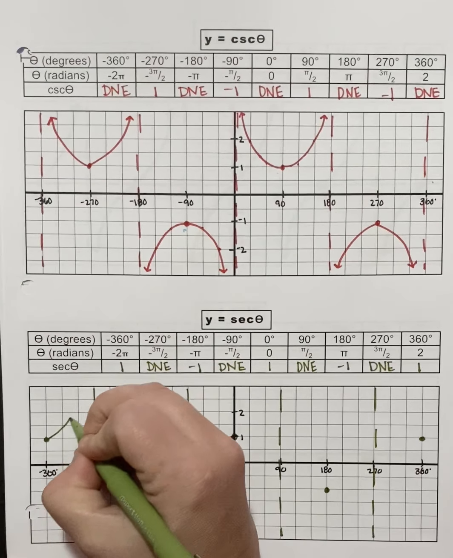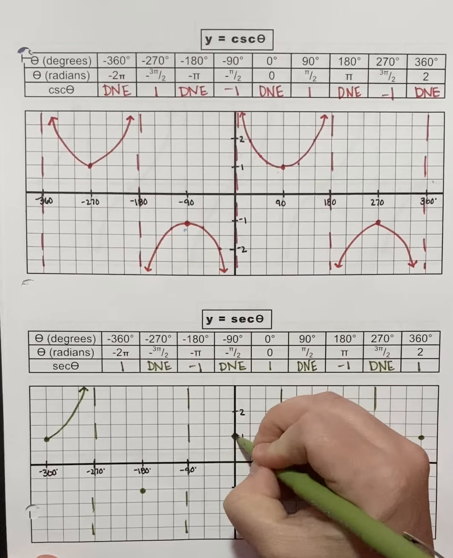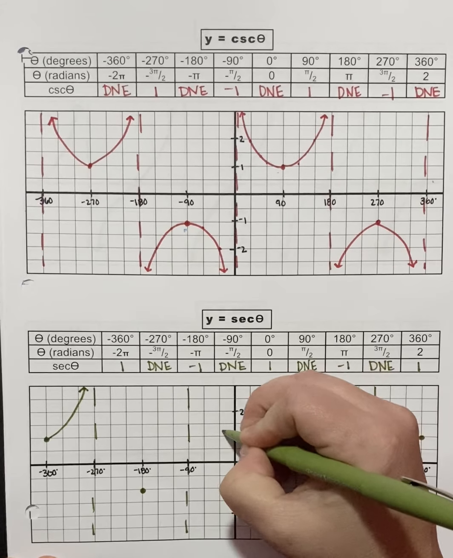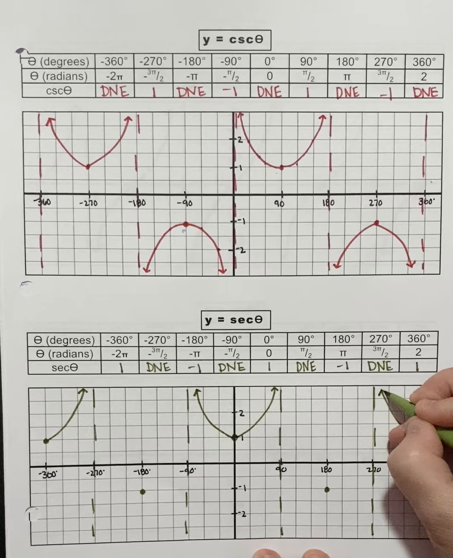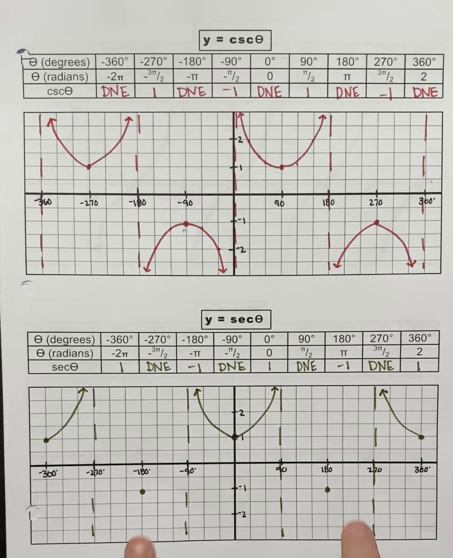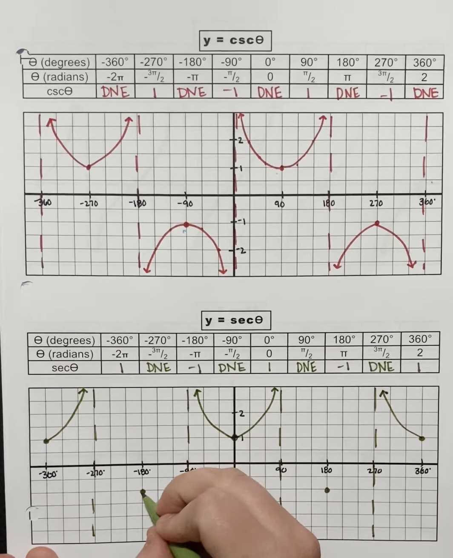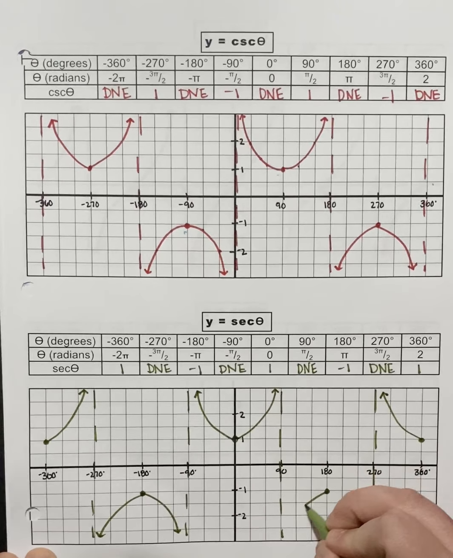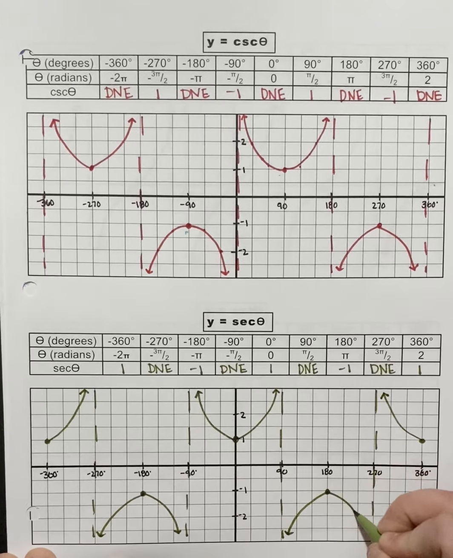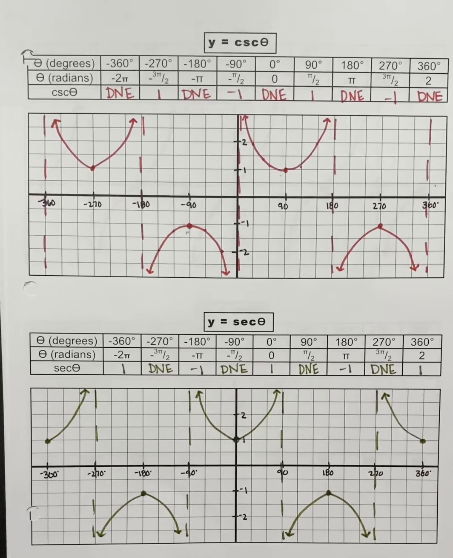So this right here is half a parabola that opens up. Here we have a whole parabola opening up because this is a high point. And right here, we have another half of one that opens up. Now, these are negative ones, so these right here are going to be parabolas that open down. Now get these parabolas close to your asymptotes, but don't cross them and don't touch them. So that's cosecant and secant.